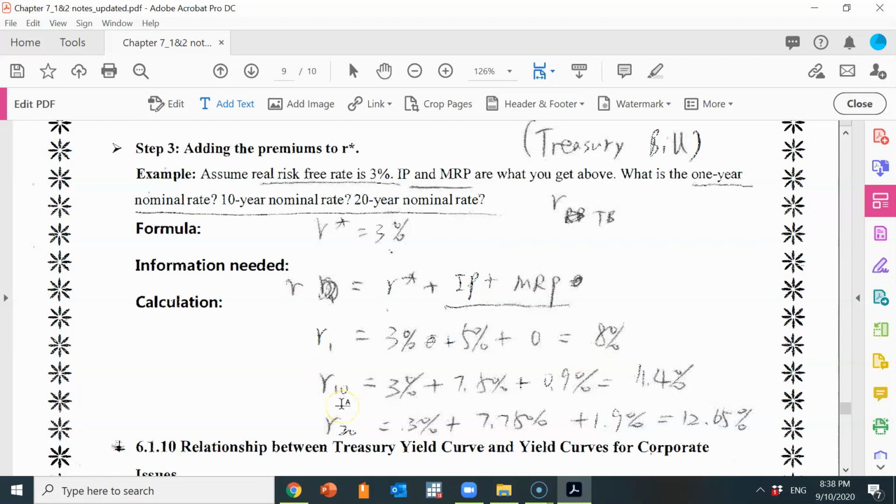For the 10-year bond, we still start from R star, 3%. We add the inflation premium for a 10-year bond, which is 7.5% from step 1, plus the maturity risk premium for a 10-year bond, and we have it from step 2 as 0.9%. We add these numbers up, and we have 11.4% as the interest rate for a 10-year bond.